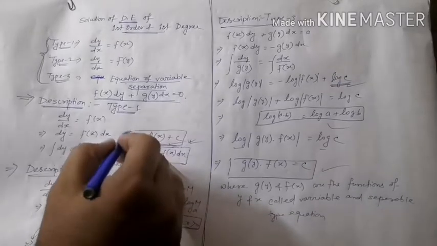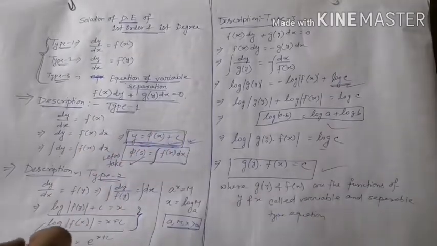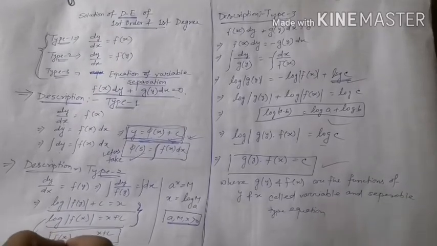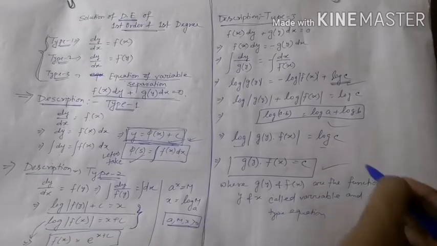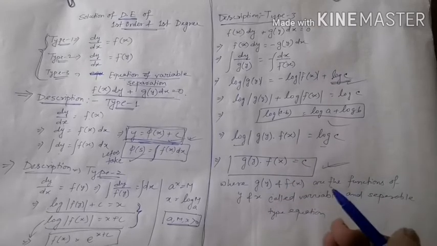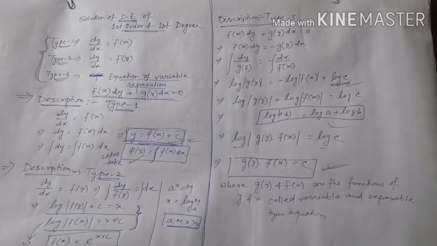So the type 1 solution is this one, y equals phi x plus c. The type 2 solution is this one, f of x equals e to the power x plus c, and the type 3 solution is g of y into f of x equals c. So these are the three types of solution of differential equation of first order and first degree.